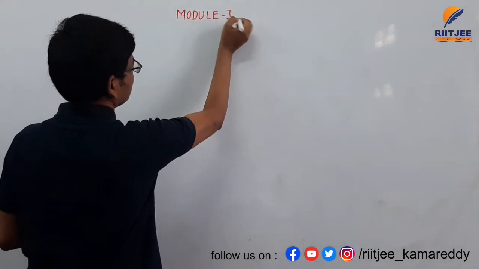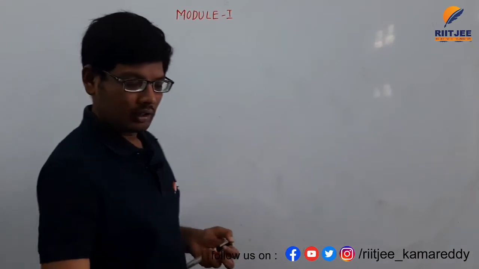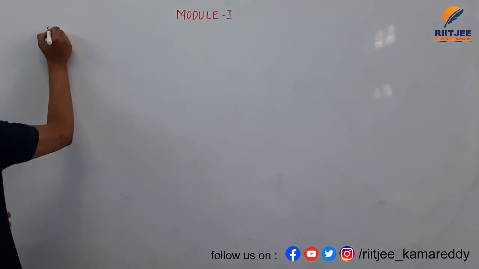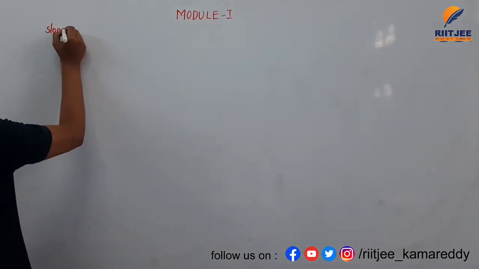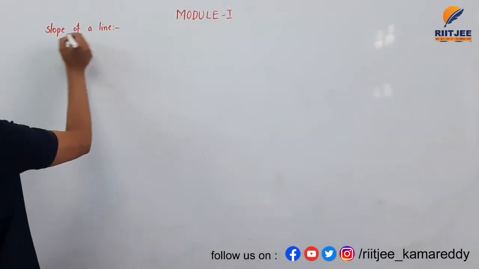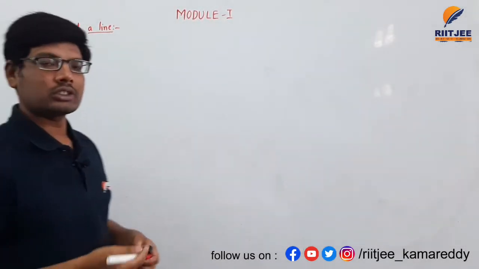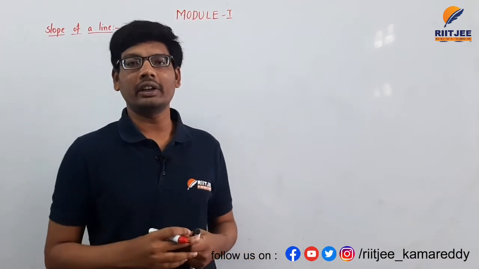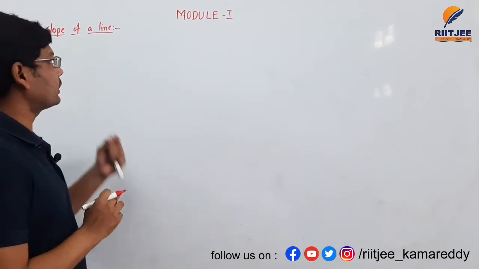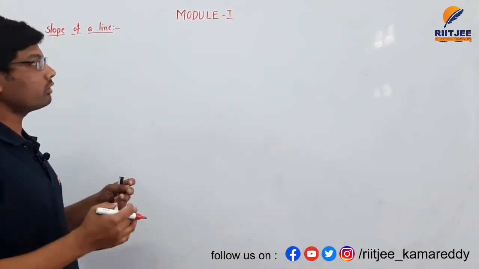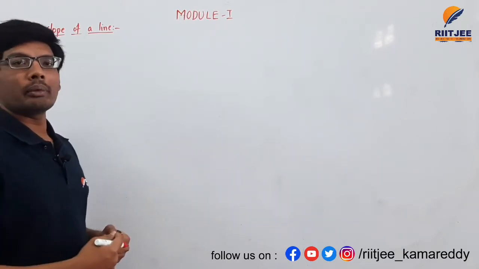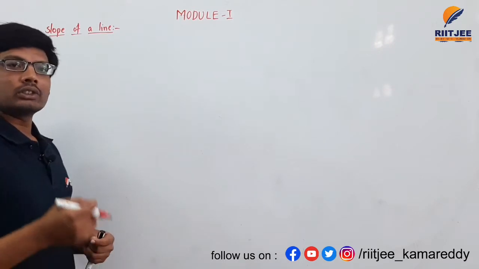In module 1, the first topic is slope of a line. Based on this topic, we have several problems in our material. According to that topic, we have to discuss some problems related to slope of a line. In module 1, we have all the topics related to straight lines, and for each and every topic, we have to discuss several problems here.